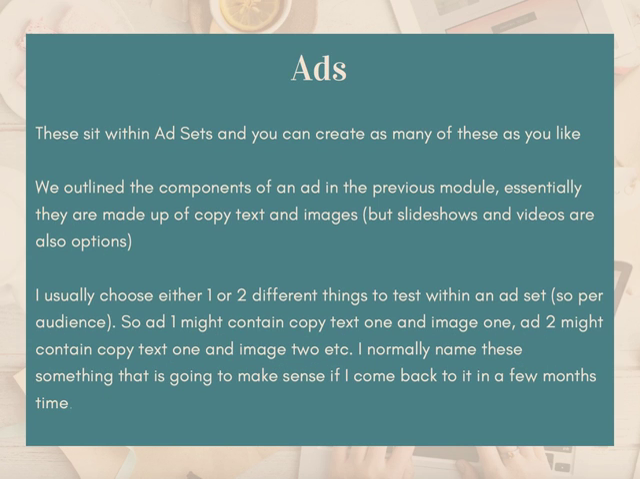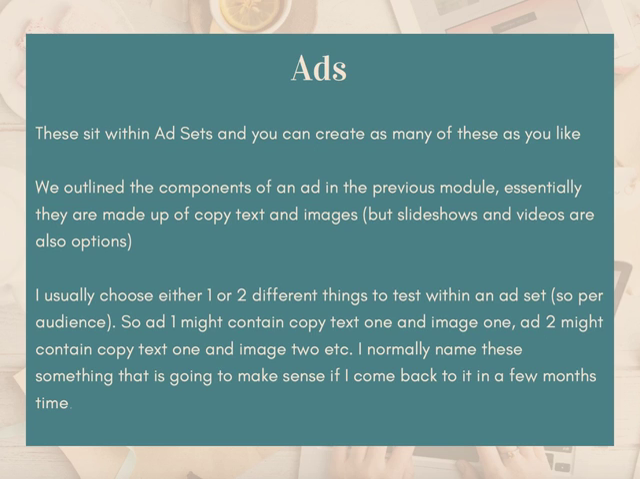So ads, these sit within the advert sets, and again you can create as many of these as you like. We outlined the specific components of each ad in the previous module. So essentially they're made up of the copy text and the images. The audiences and targeting that we went through in module 2, they're actually set within the advert set. But because they're such an important part, I included it as a component of an ad. You can also have ads that have slideshows and videos as options, but I just want to go through the basics and the most common options for you, so that I don't overload you with too much information.